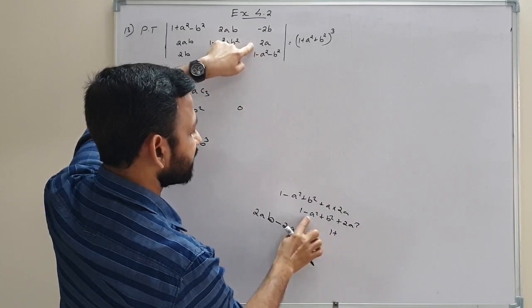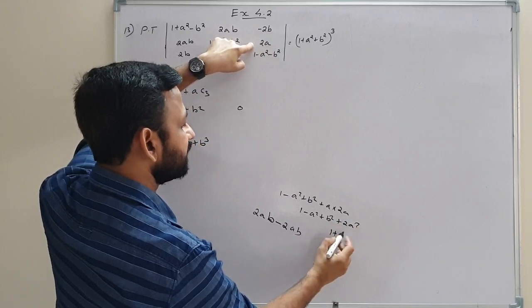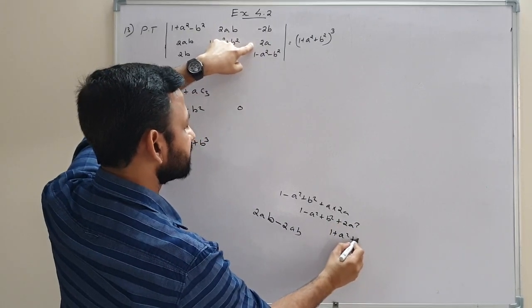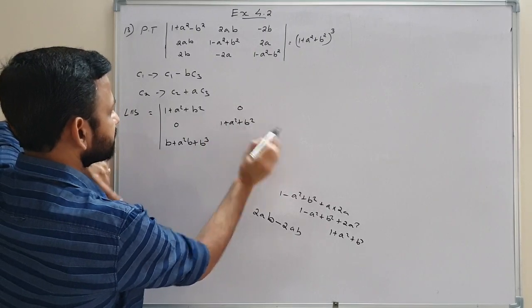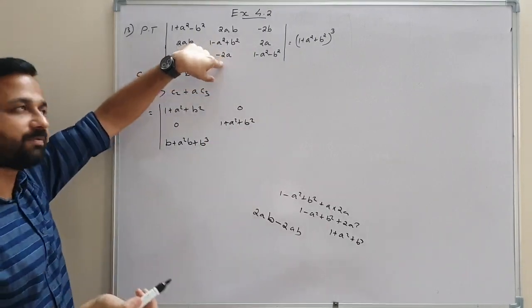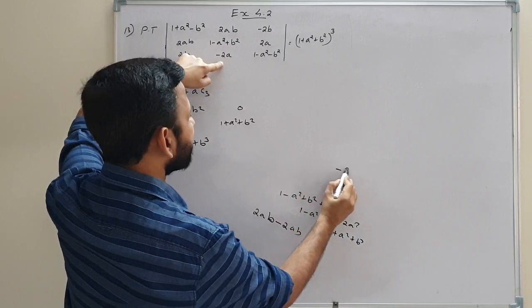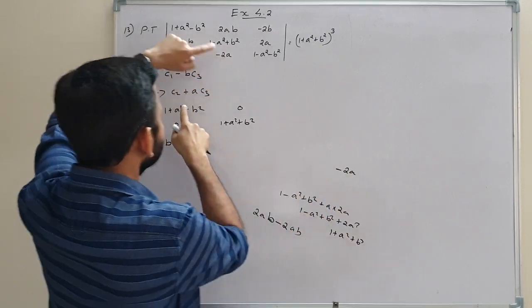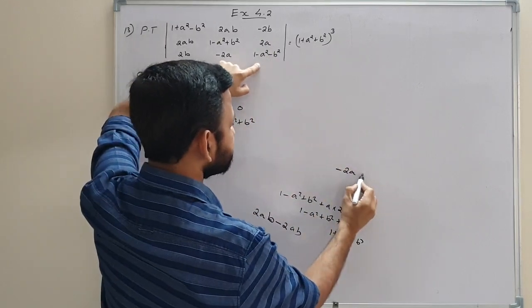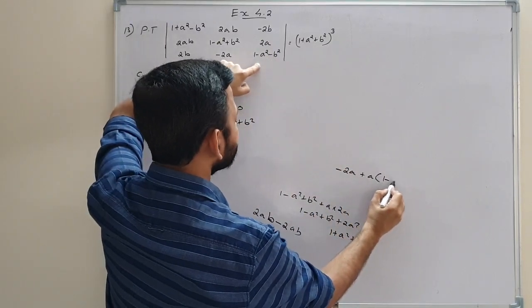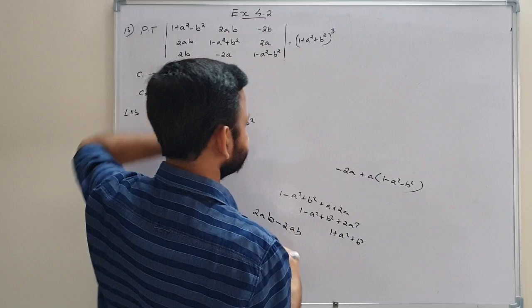That is 1 plus minus a square and 2a square we can combine: 1 plus a square plus b square. Then the same way we can find the third element of minus 2a plus a into C3: minus 2a plus a into this element, minus 2a plus a into 1 minus a square minus b square.